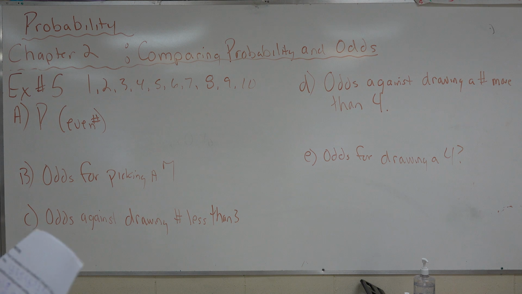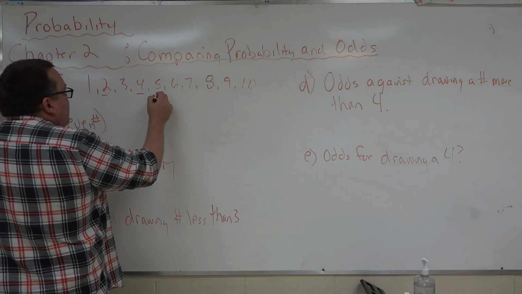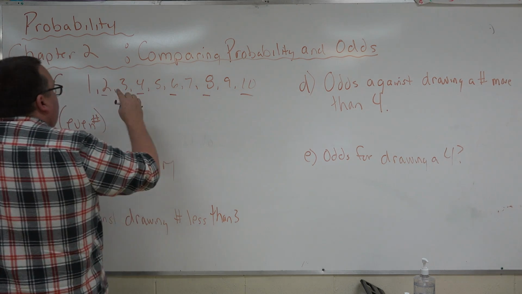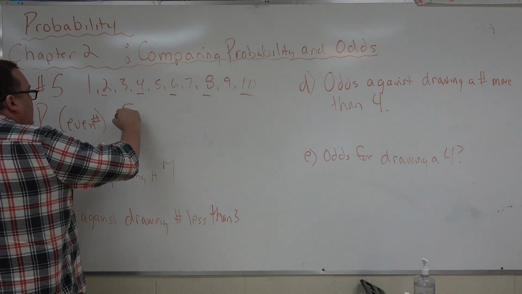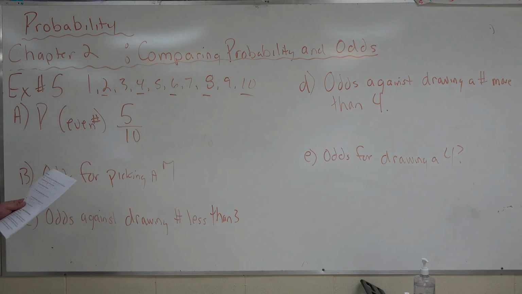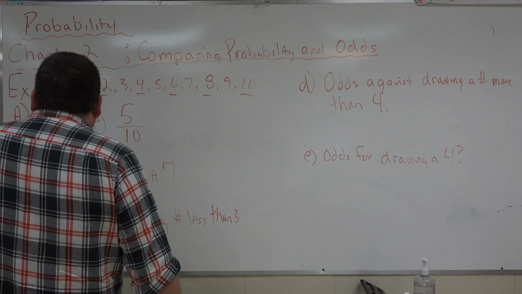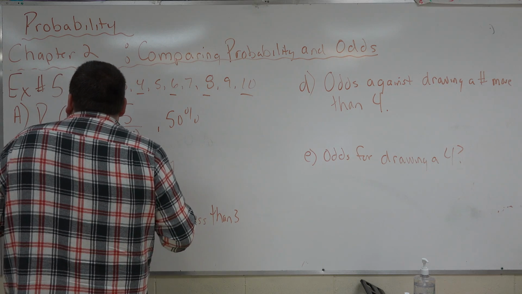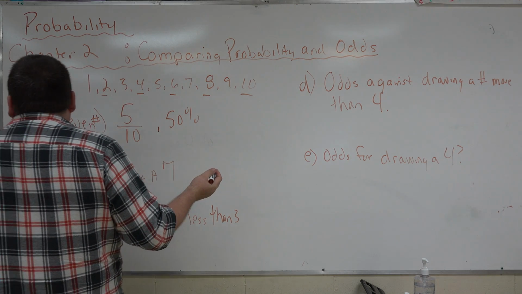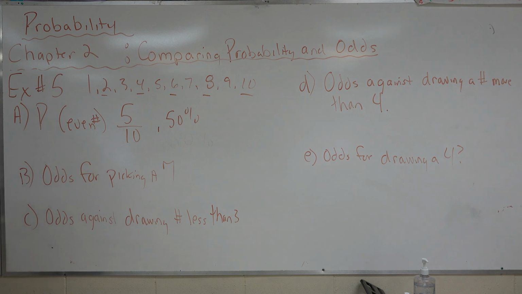So the first part says, what's the probability of picking an even number? Well, we go 2, 4, 6, 8, 10. That's 5 numbers. We count the even numbers. That's going to be 5 out of the 10 total numbers that are there. Now you could reduce that. And you could put it in a percent form, or you could put it in a decimal. It would be 50% if you put it in a percent form. Probability of 50% chance of getting an even number. Or you could put it as a fraction. You could reduce that 5 out of 10 to 1 over 2.